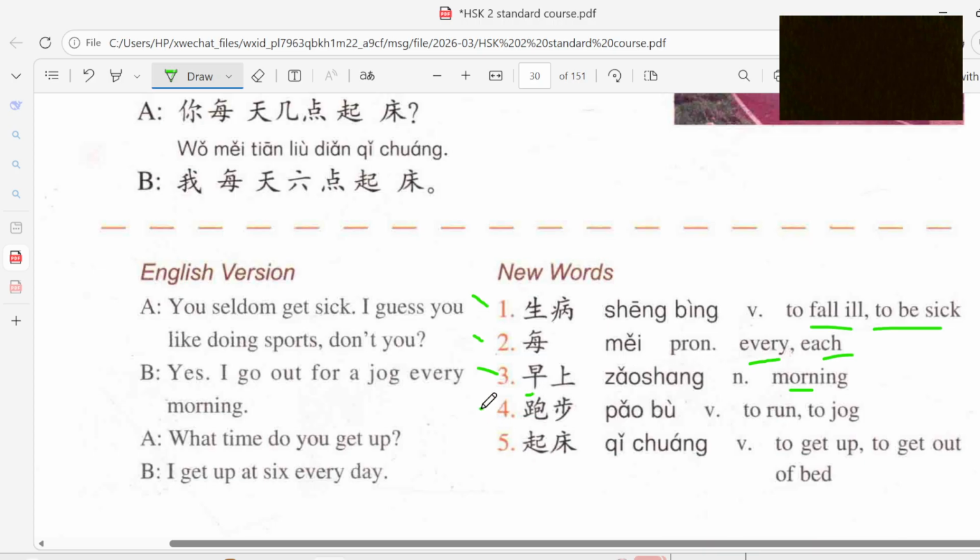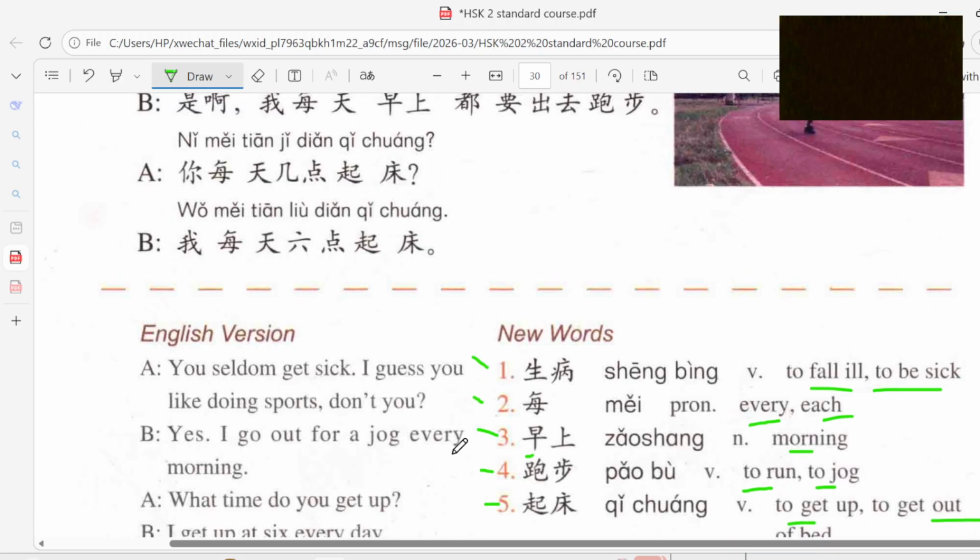We have 跑步. Once more, 跑步. To run or to jog. 跑步. And then 起床, which is to get up, or to get out of the bed. 起床.